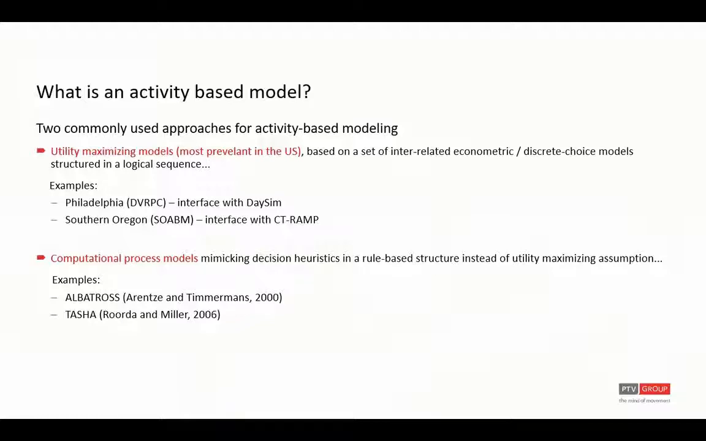So a couple of examples of these are Albatross and Tasha. Albatross is implemented in Europe, kind of from the Netherlands, and Tasha is implemented in Toronto. So Greater Toronto has a variant of this Tasha computational process model.